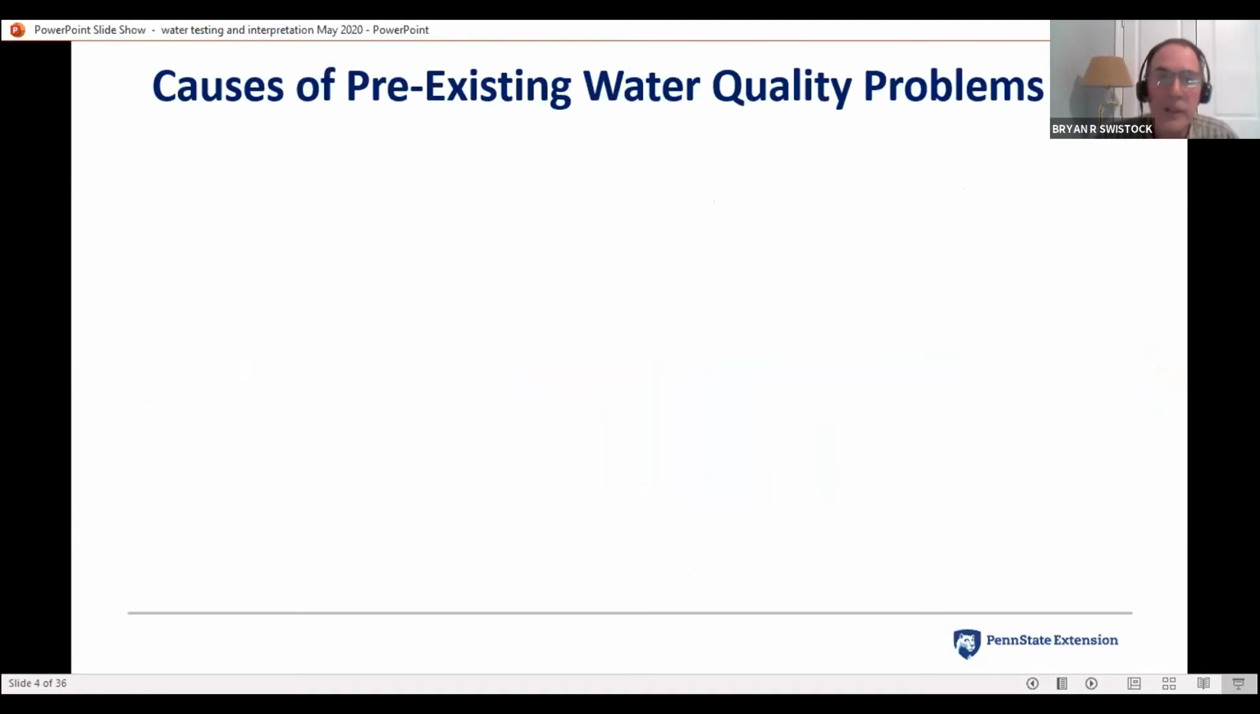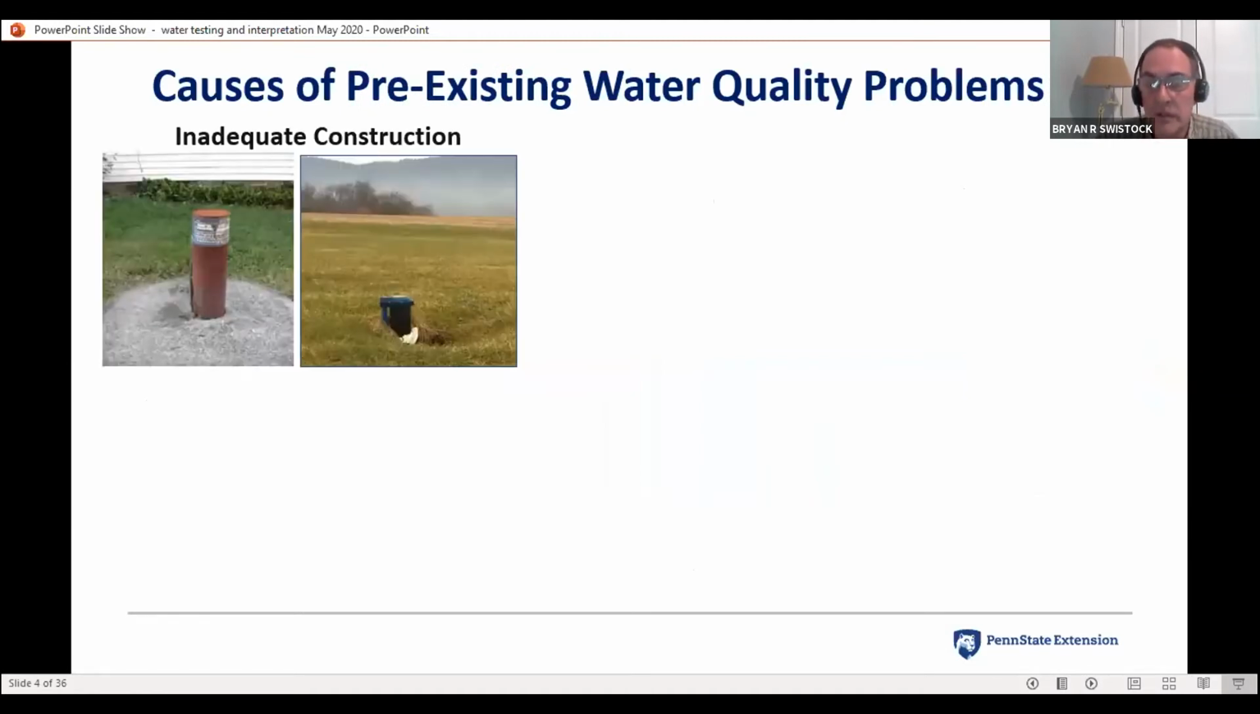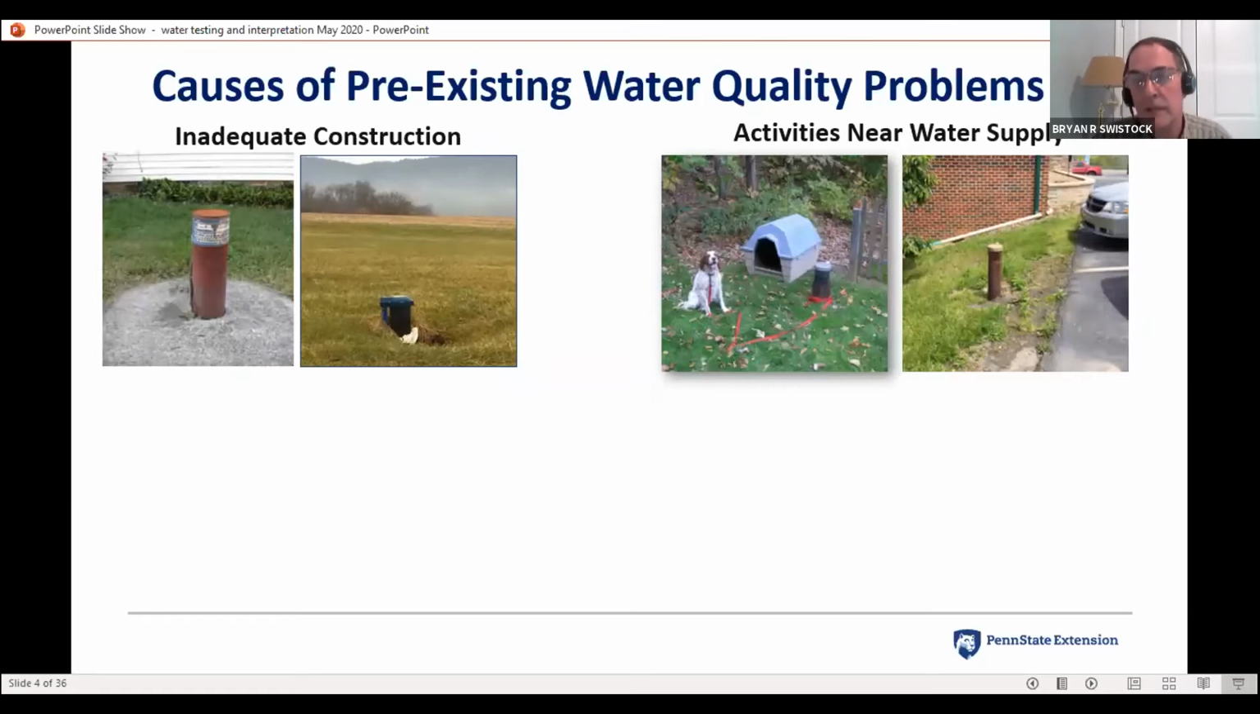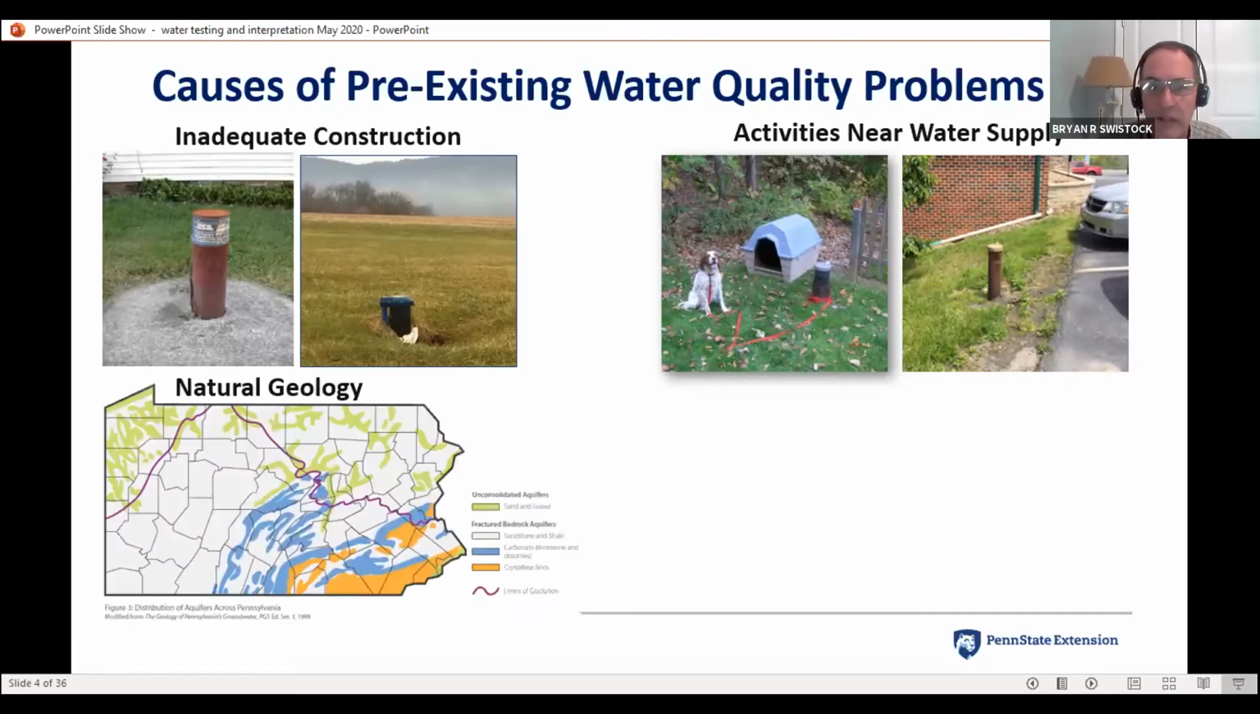So why do we have all these pre-existing problems? Well, some of it's inadequate construction. So here's examples of water wells that have coffee can well caps or have big holes next to the casing where surface water can put a lot of bacteria and sediment into the well. Sometimes it's what's happening right around the well, whatever the well owner is doing: tying the dog to the well casing or having animals right around the well, putting fertilizers and pesticides right around the well. There can be all sorts of activities done by the homeowner or the neighbor of the homeowners that can affect the water well, especially if it's poorly constructed and it's easy for these contaminants to move down along the casing. The second picture is a well right next to a parking lot where you can see runoff coming off that parking lot going right in around the well.